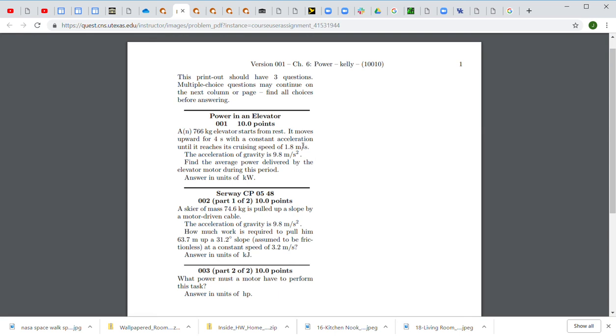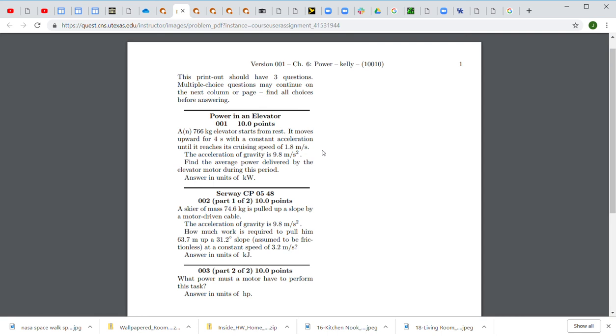The acceleration is equal to the change in the velocity divided by the change in time. So its change in velocity is 1.8. The change in time is 4 seconds. You divide those two, you'll get the acceleration. Then I can take plus y in the upward direction. F net y equals m a y, and in this case, a y is not 0.